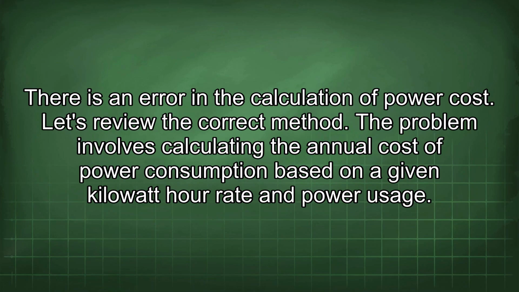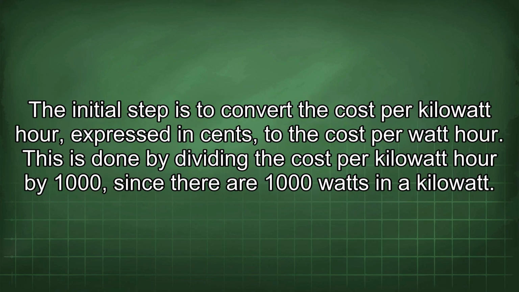There is an error in the calculation of power cost. Let's review the correct method. The problem involves calculating the annual cost of power consumption based on a given kilowatt-hour rate and power usage. The initial step is to convert the cost per kilowatt-hour expressed in cents to the cost per watt-hour.